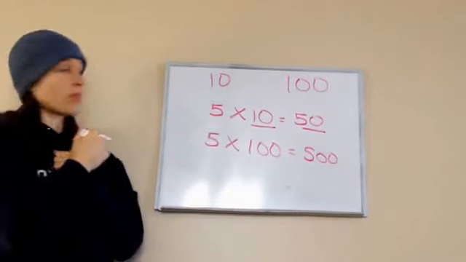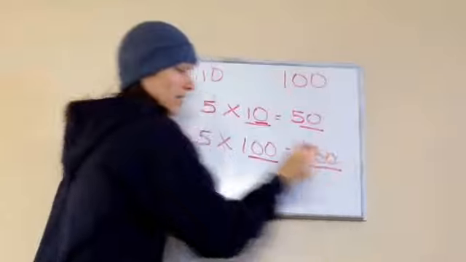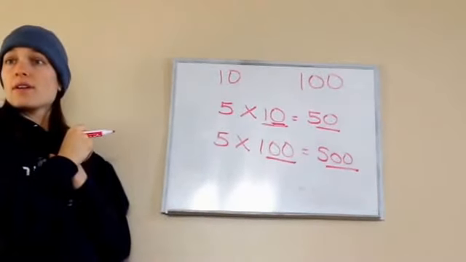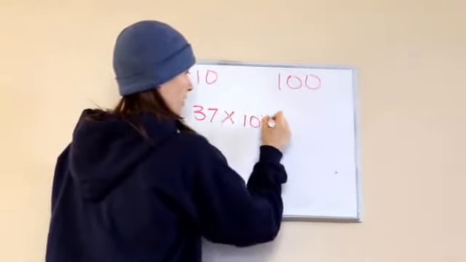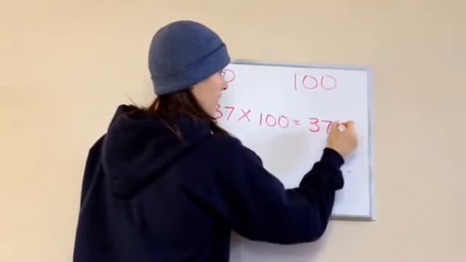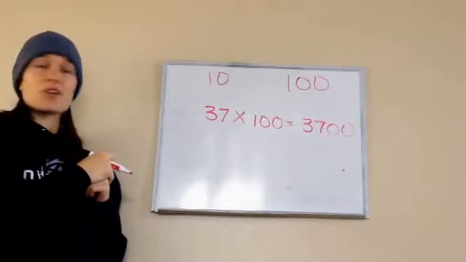Now, what do you notice about this 10 and the amount of zeros here? It has the same amount of zeros. What do you notice about this 100 and this answer here? It has the same amount of zeros. So, would it be fair for me to say that 37 times 100 would be 37 with 2 zeros at the end? Yes. Yeah, isn't that cool?